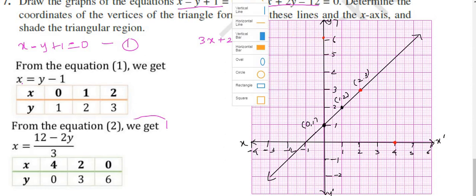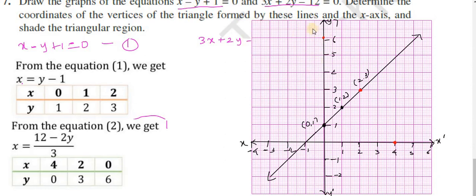Now what to do? Draw the shapes. Take the shape and draw the line. It should touch all the 3 points. Wait. Yeah, it is touching here. It should touch all the 3 points.